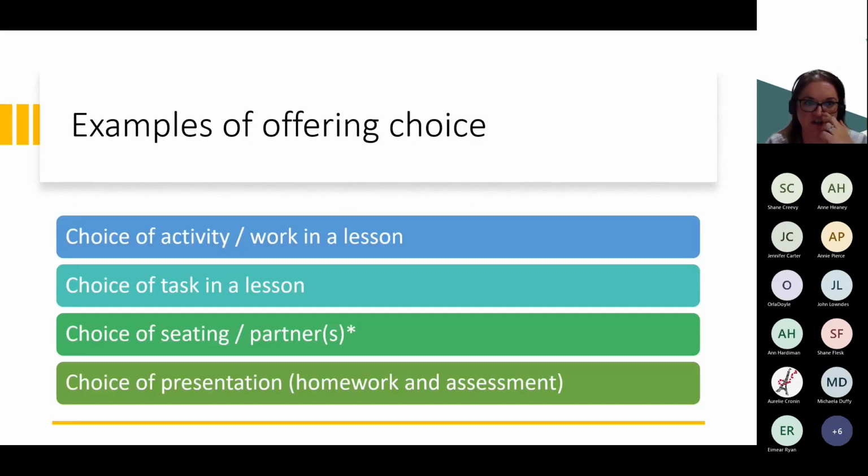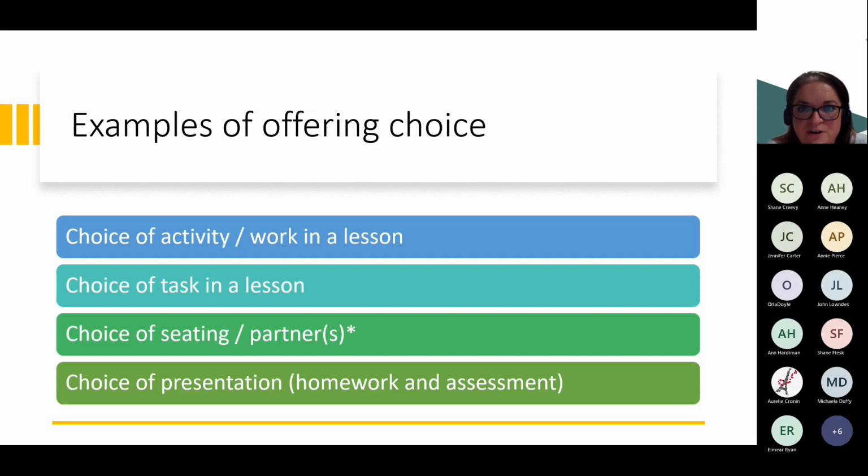So examples of offering choice. Think about the choice of activity in work or a lesson, the choice of task within the lesson, a choice of seating or partner, and a choice of how they present their work, whether it be homework or assessment. And obviously, I have a little asterisk beside offering choice in terms of seating. It has to work for you too as a teacher. But by offering choice, you're automatically taking into consideration differences within the class, and you're empowering students to become self-directed learners and play a part in the decision-making process.